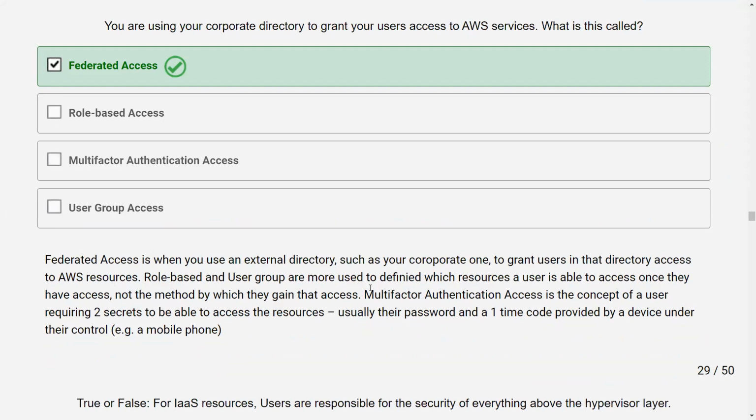Role-based and user group are more used to define which resources a user is able to access once they have access, not the method by which they gain the access. So multifactor authentication. They explain the other ones.